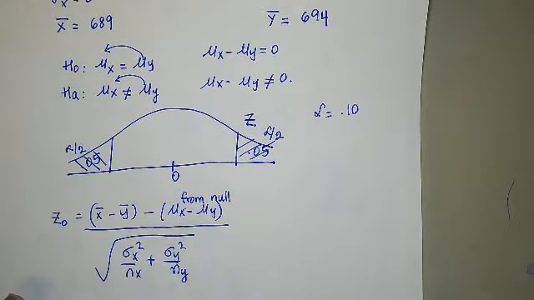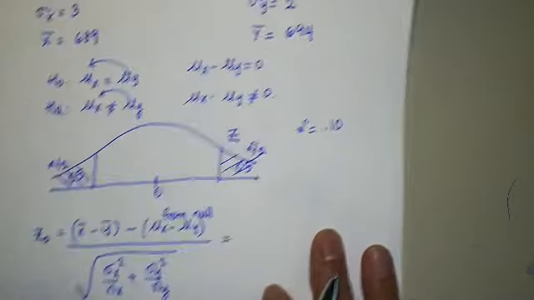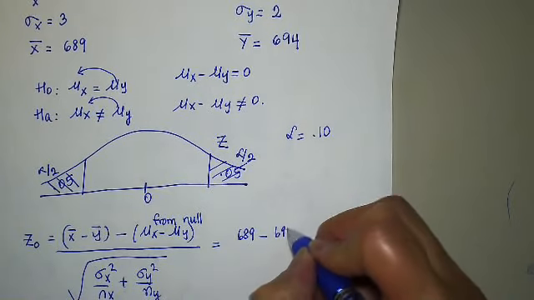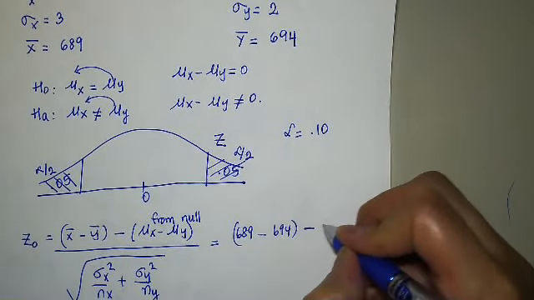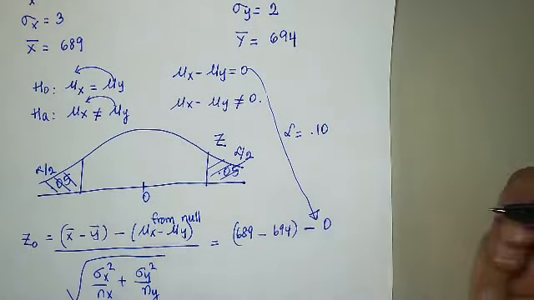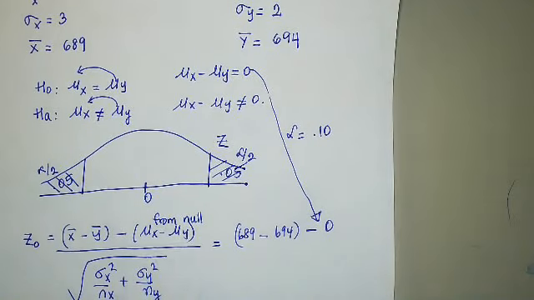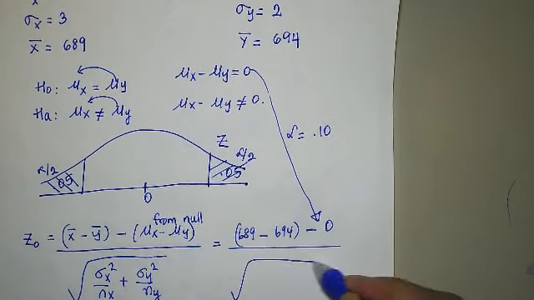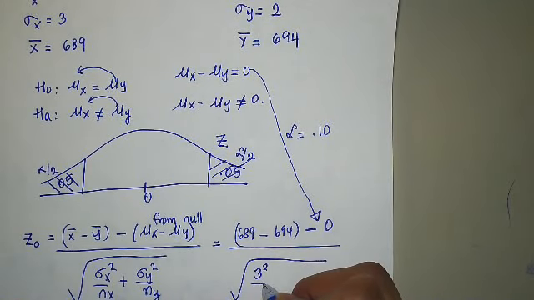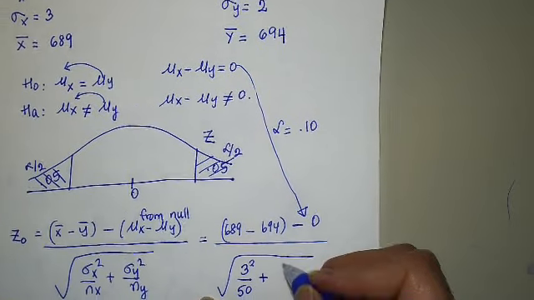So Z naught, the test statistic, is now x bar minus y bar, using that formula that I just created, minus mu x minus mu y from the null, divided by radical sigma x squared over nx plus sigma y squared over ny. It's the same formula I just created. And I just want to finish up this problem. So equal to x bar 689 minus y bar 694 minus 0, because in the null hypothesis this number is 0.